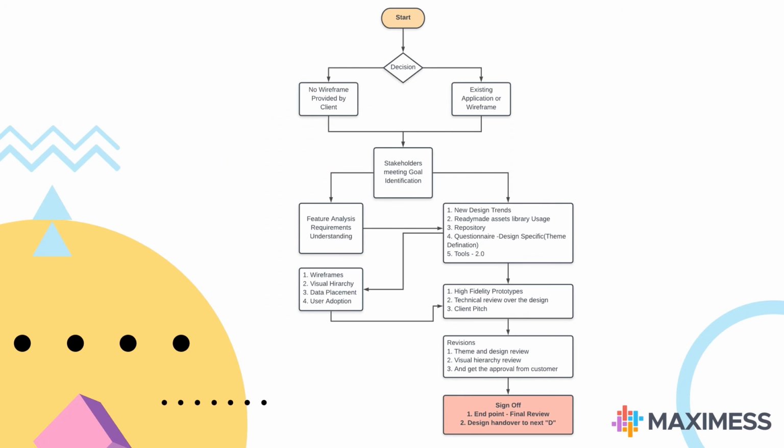Here we have considered two different situations, and according to that, the flow of the process will take place. Considering the first situation, if we don't get the wireframes from the client, how would the flow be? In this case, we have to go through all the other documents received from the previous day, in which we will do feature analysis and requirements understanding. Once done with this step, we will create the wireframes with multiple reviews and revisions.